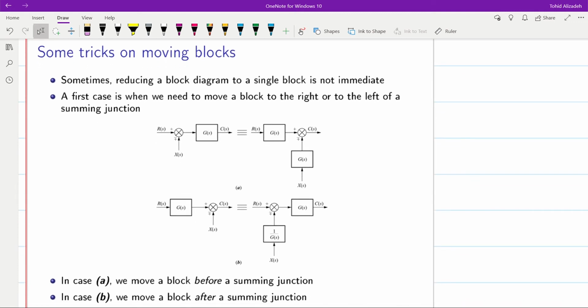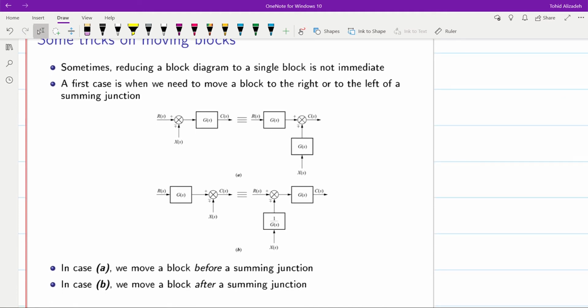So over here you can see how we can move the blocks before and after a summing junction or a summing point. In the first case, we are considering this case. So the block G of S is after the summing point, and we are interested in moving it before the summing point. In this case, the block will appear in both paths. So you can see that after the summing point, we don't have the block, it is removed from there, but then it appears on all the incoming paths.